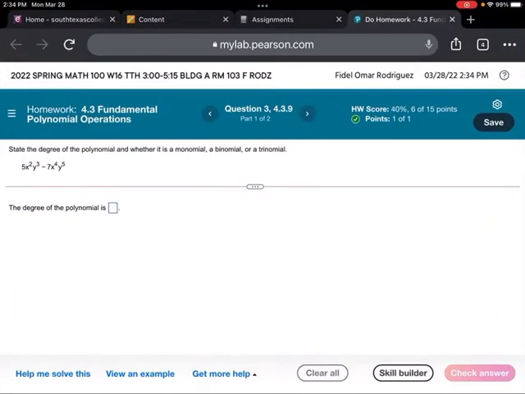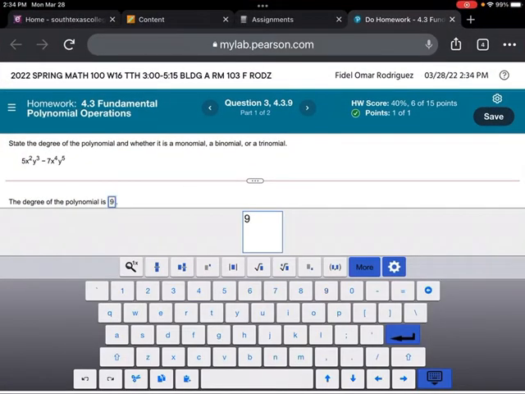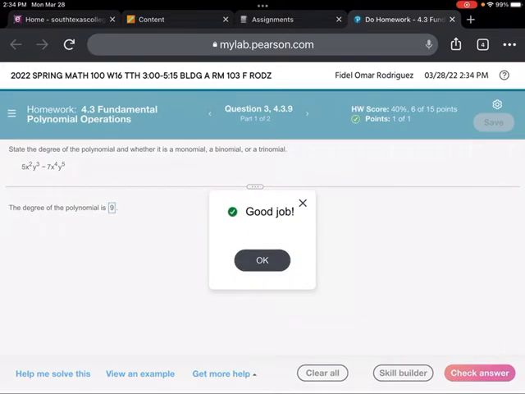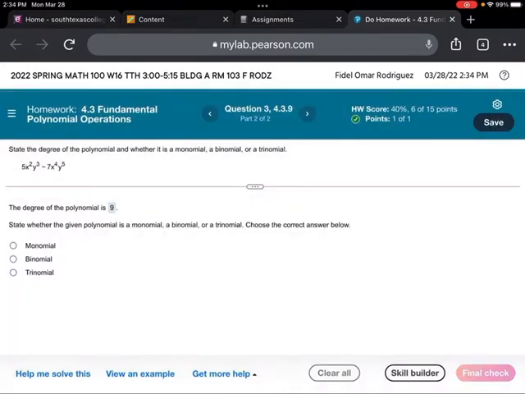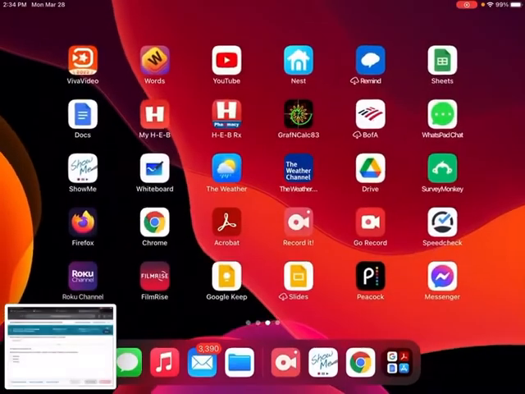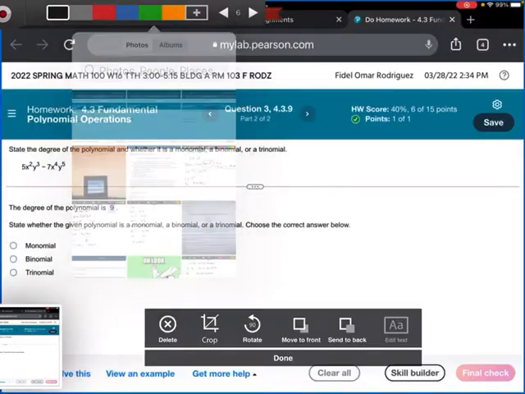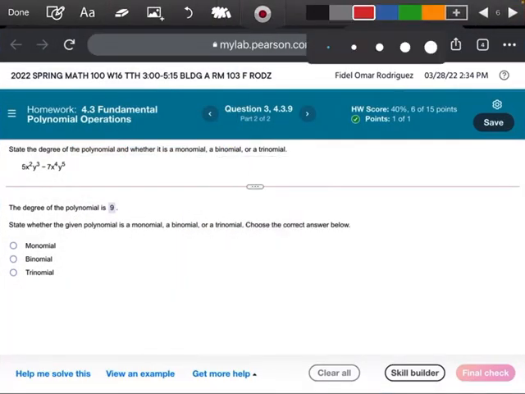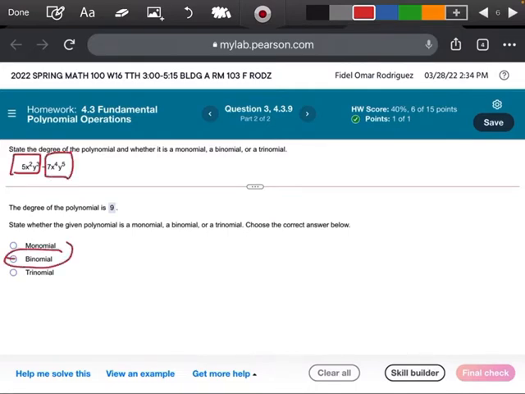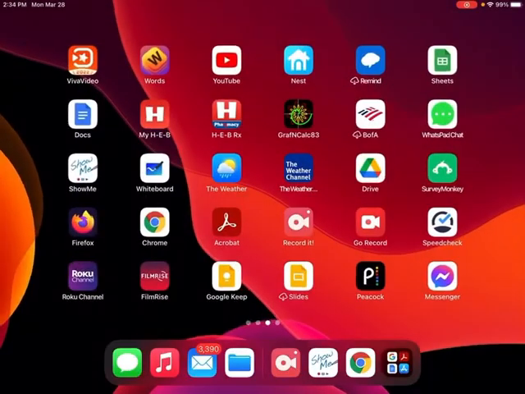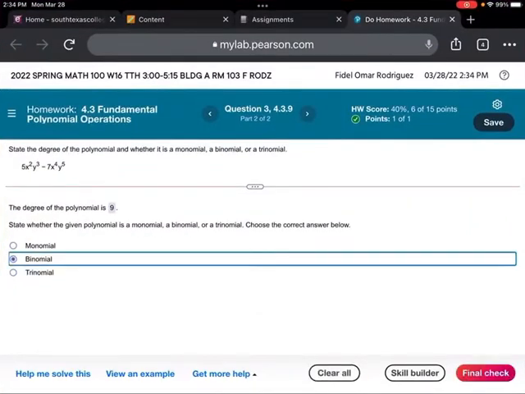Hey, we got it. And then again, we're going to figure out, is this a monomial, a binomial, or a trinomial? Come back over here, let's upload my picture. I'm going to count how many pieces. There's 1 piece right there, and there are 2 pieces right there. So 2 pieces means I have a binomial. I'm going to select binomial for this one. Let's go final check. And we got it.